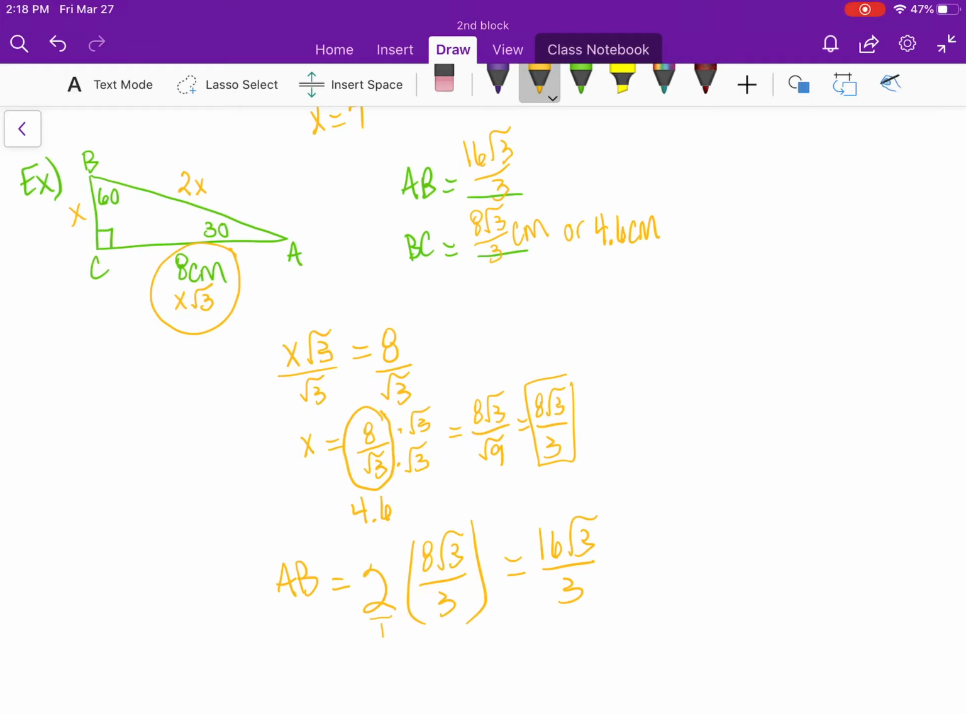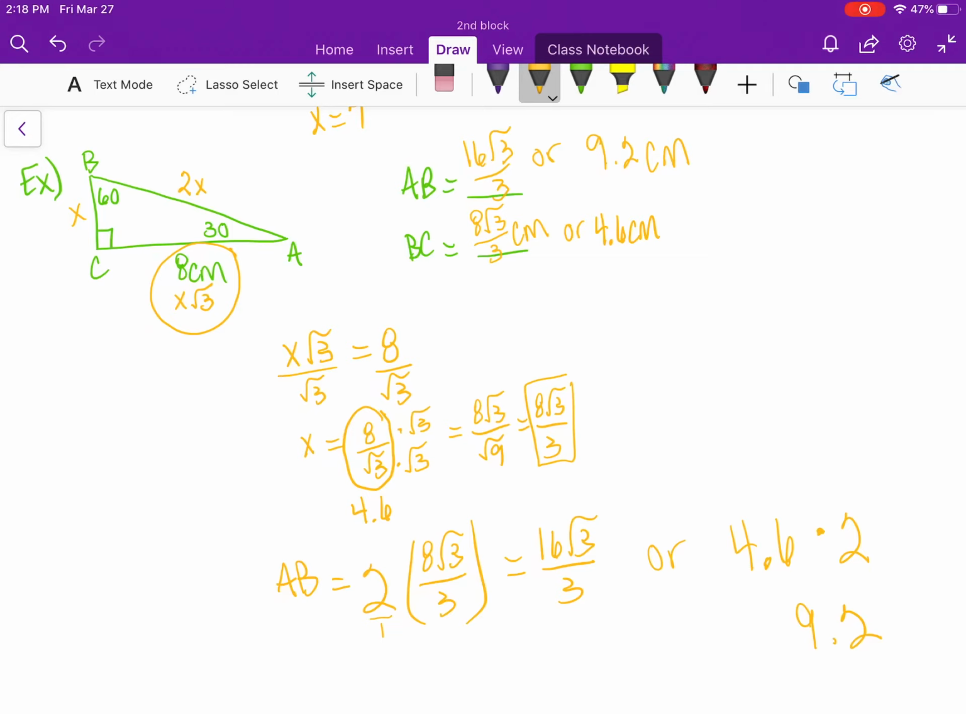Okay, if it only wants the decimal form, then I can take my 4.6 and multiply that by 2. And that's going to give me 9.2. And you should have the same answer whether you type in 16 radical 3 over 3, or if you just take your 4.6 times 2, either way.